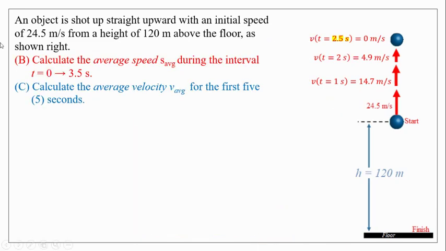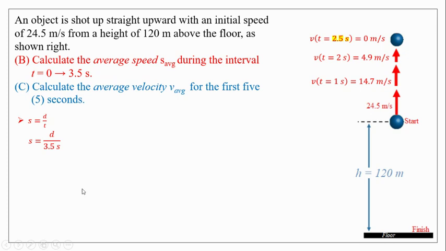Let's do part B. Part B asks you to calculate the average speed during the time interval from 0 to 2.5. Well, for this one, it's important that you kept track of what I just did in part A, okay? So average speed is still equal to distance over time. Here, the time is 3.5 seconds because the problem starts at 0 and it ends at 3.5 seconds.